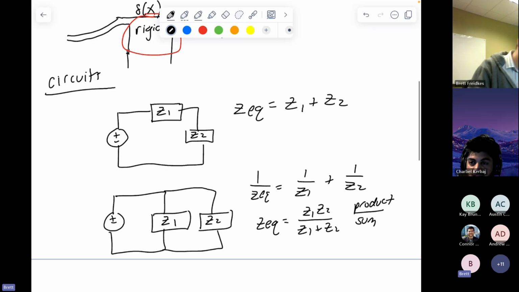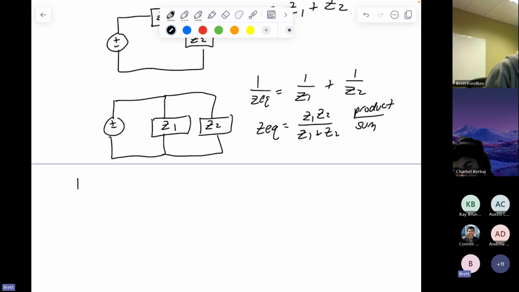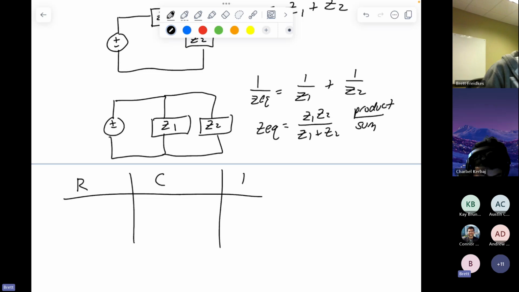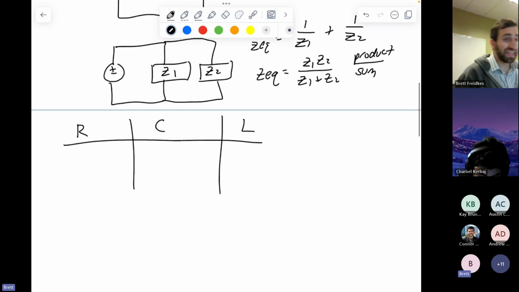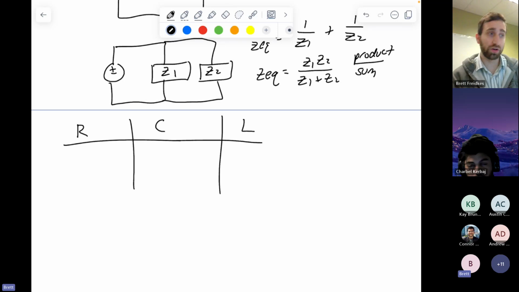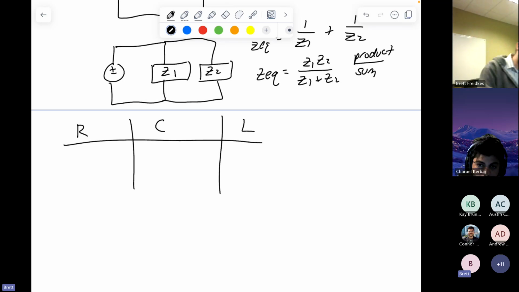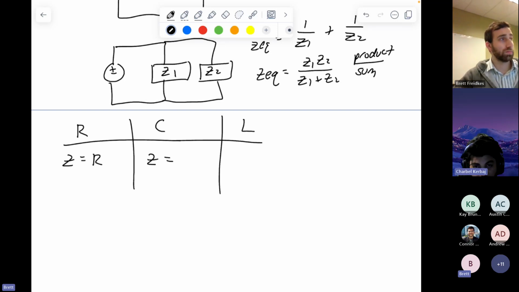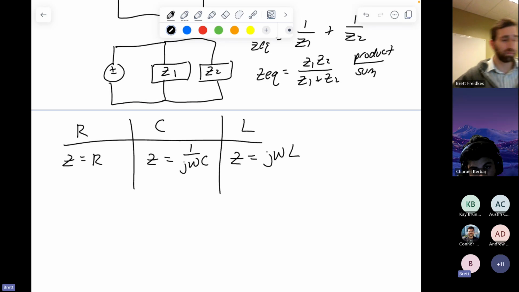Thank you. So let's first remind ourselves, if we have an R, a C, and an L, what were the impedances? What's the impedance for a resistor? R. It's just R, right? What's the impedance for a capacitor? 1 over j omega C. That's good. And L? J omega L, yeah, my bad.